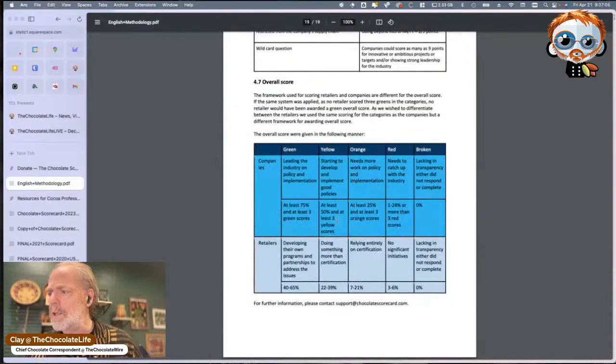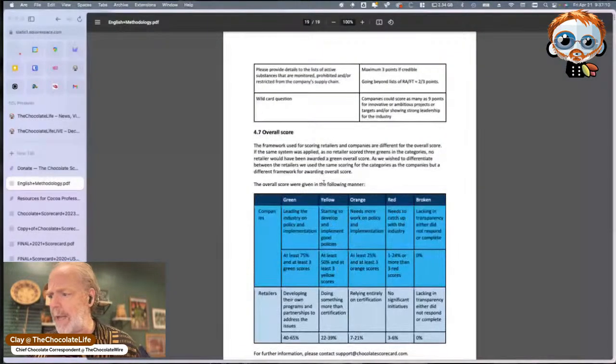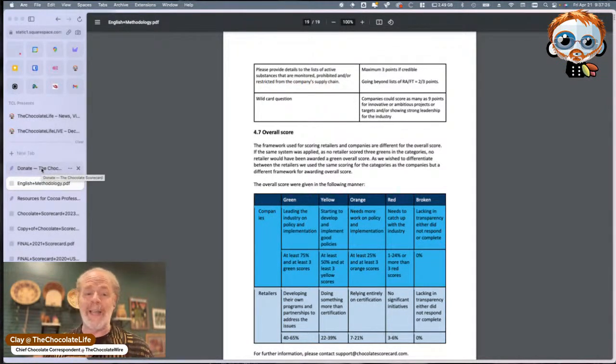All right. So overall score, yay. Right. What they say here, interesting: green means leading the industry on policy and implementation. Right, we talked about this earlier. Leading on policy and implementation. And when we went to the page where they talked about it, it didn't say implementation. So it's there. It's just missing from the scorecard. So hey guys, redo the scorecard. So it says implementing policy, that it's there.